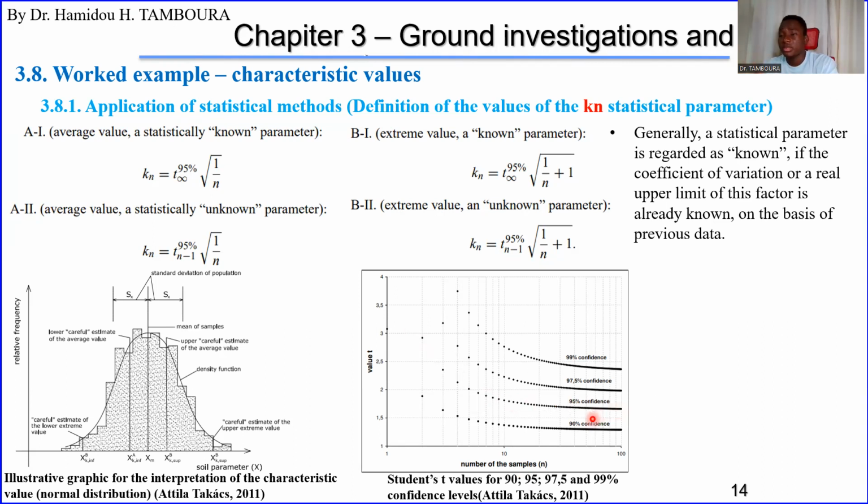that for the slip surface, the slope stability, the average value can be used. Okay, but for the footing, the extreme value, not average, the extreme low extreme value should be used. This is the meaning of this confidence, level of confidence. So in our case, our level of confidence is here. So you can calculate the value of T, this T net.